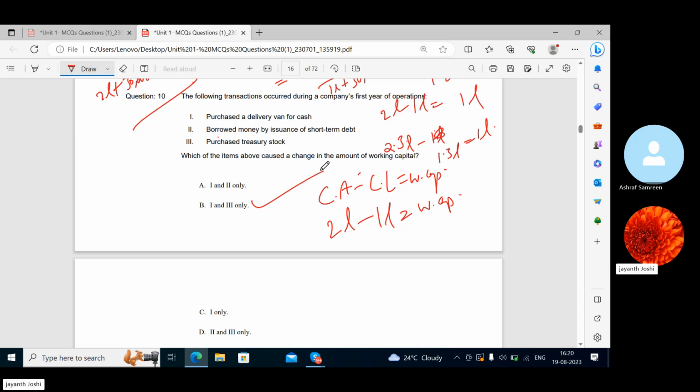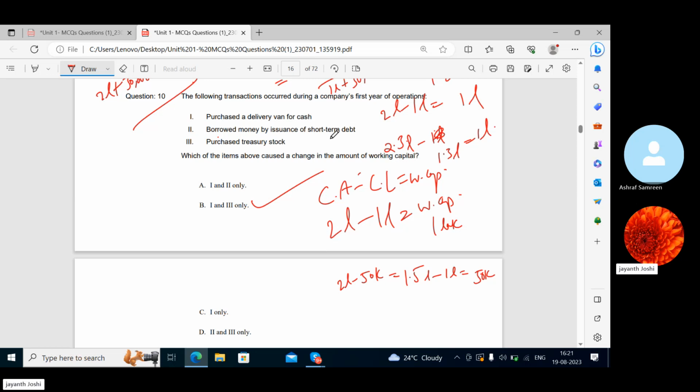What did you do in this? If you take a delivery van on cash, the cost changes. So if I take a delivery van, what's going to happen? I'm going to pay cash. So 2 lakhs minus 50K if I pay, I have 1.5 lakhs. 1.5 lakhs minus 1 lakh is 50K. Previously, my working capital was 1 lakh, right? So change is happening. And third one, purchase treasury stock. If I purchase treasury stock, my cash is going to decrease and my working capital is going to decrease, right?